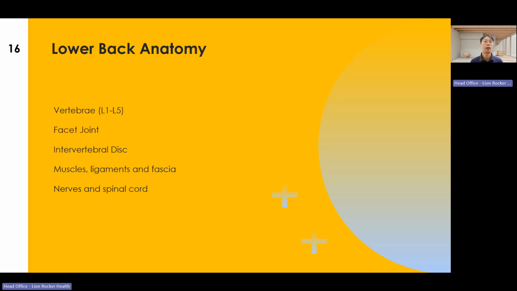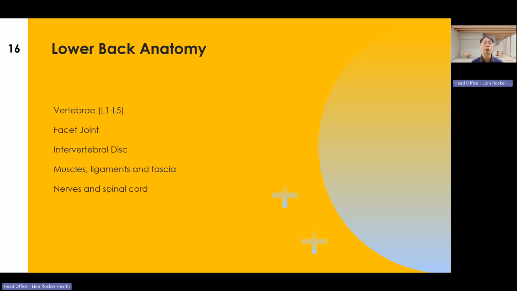Within the lower back, obviously there are vertebrae. Vertebrae are bones within the lower back. In the lower back, we usually refer to that as the lumbar spine. There are five levels over there. We have joints that connect these five vertebrae, and they are the facet joints. Sometimes we can see wear and tear within those facet joints. That could potentially be one of the factors that causes pain within the lower back.